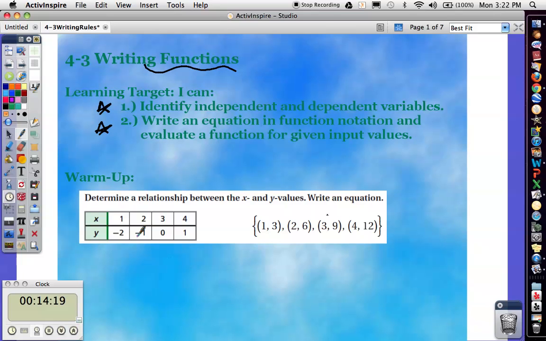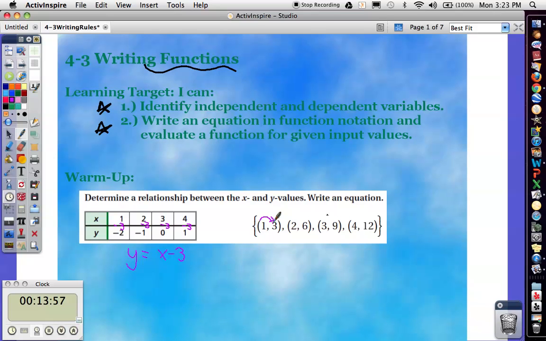Alright, hopefully for this first warm-up you can say, what am I doing each time? Notice I'm subtracting 3 each time from the x value to get to my y value. So y equals x minus 3. We want to get used to recognizing patterns. When you write rules for functions, you're always going to be looking for patterns. Even if the points are given to you as ordered pairs in a set, you're doing the same thing.